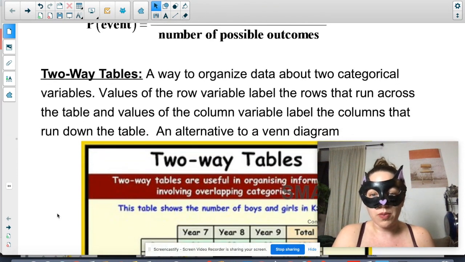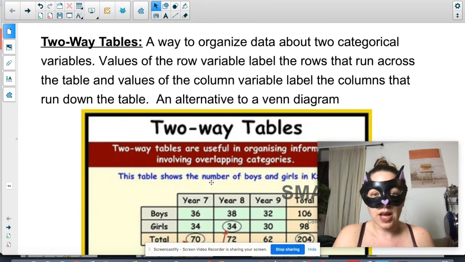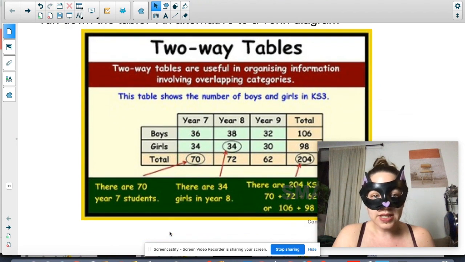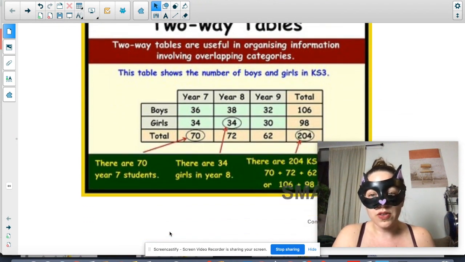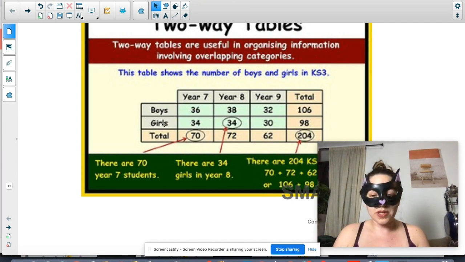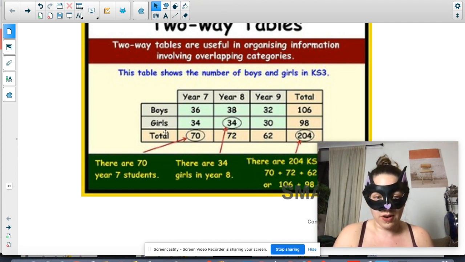Values of the row variable label the row that run across, and the column goes this way. That's it. So it's just two ways. Here's an example. This is looking at all the students in a school. It's a middle school, so they only have year 7, 8, and 9. So those are all of the possible options. Most of the problems we're going to see work in a gender binary system. So you'll see boys and girls, meaning that those are the only options, and that would be the totality of it. Obviously, if you make your own problems, feel free to also create an other category in there.